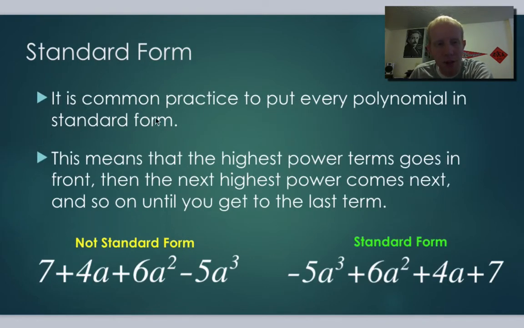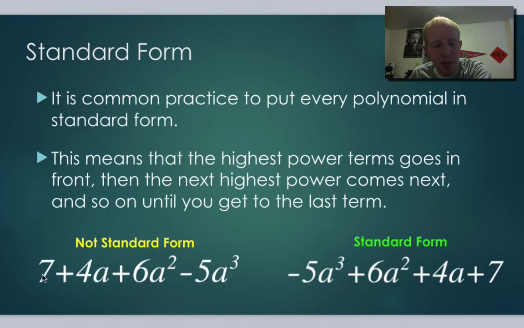It is a common practice to put every polynomial in standard form. This means that the highest power term goes in front, then the next highest power comes next, and so on until you get to the last term. So this is what we had before, right? This is non-standard form. This is the highest power, the 5a cubed.